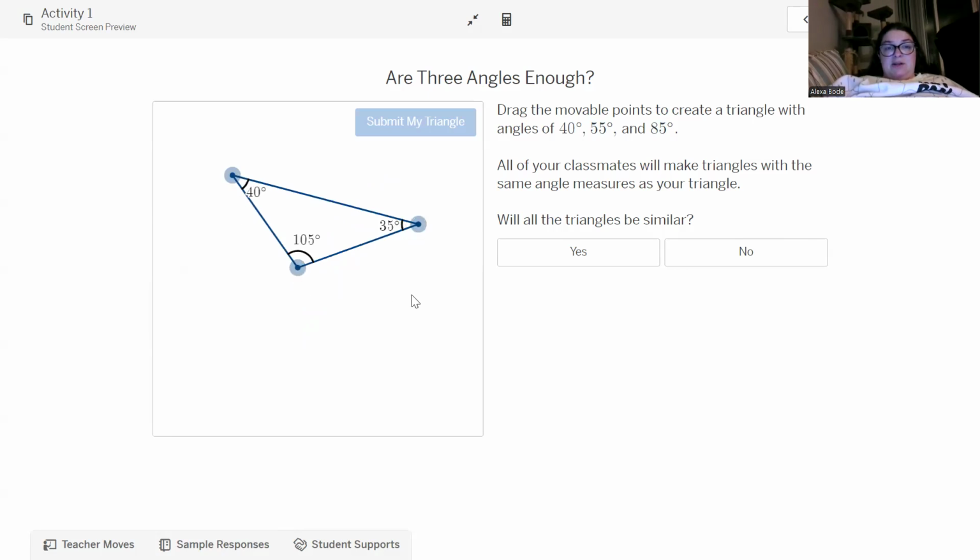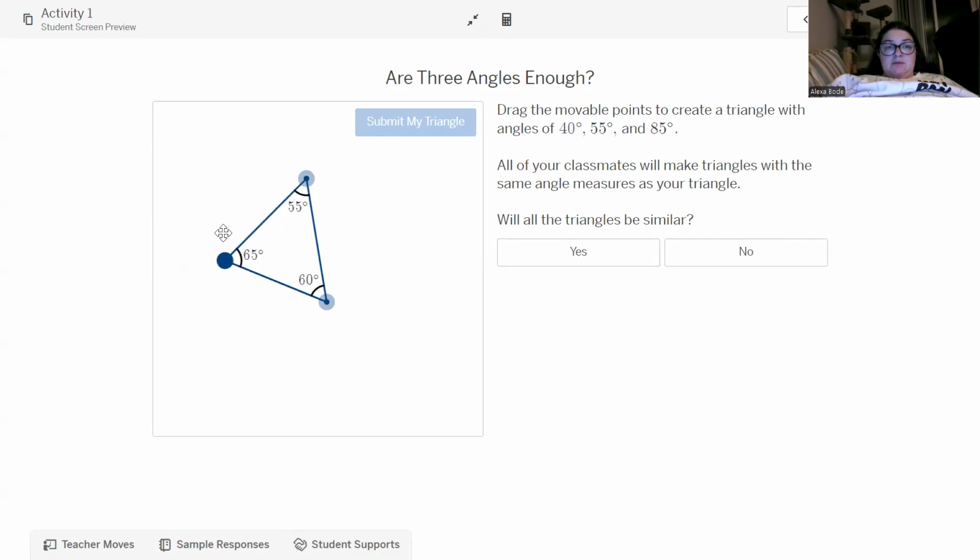So I've got my 40 here. You again move your triangle however you need to so that you get these three angles. I don't care how you make your triangle, and it will not let you submit. So notice if I change mine, it's not going to let me submit my triangle without those angles. So make your triangle. Make your triangle so it has those angles.